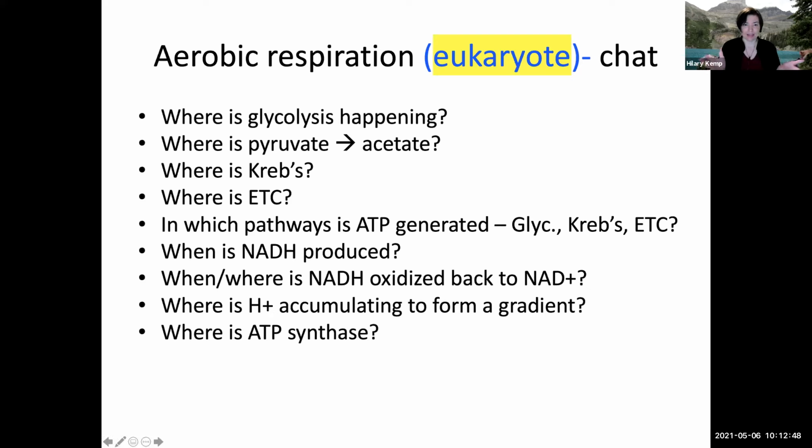Now, what happens next is all those protons, which are kind of built up in this space, and they're really concentrated now, they're allowed to flow back through ATP synthase to create ATP. So where is ATP synthase located?